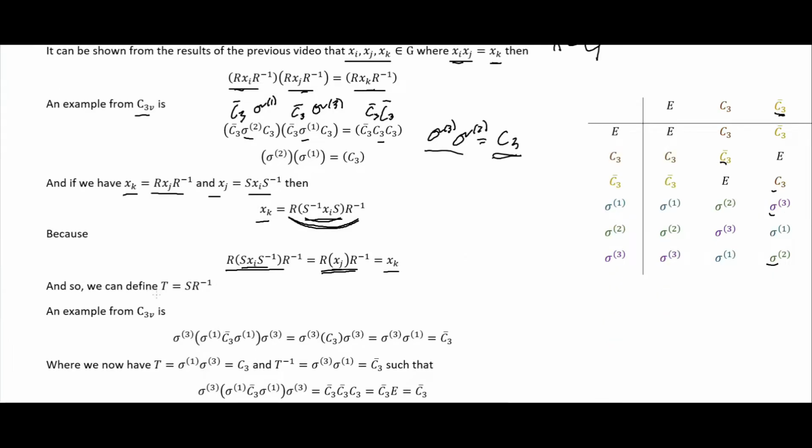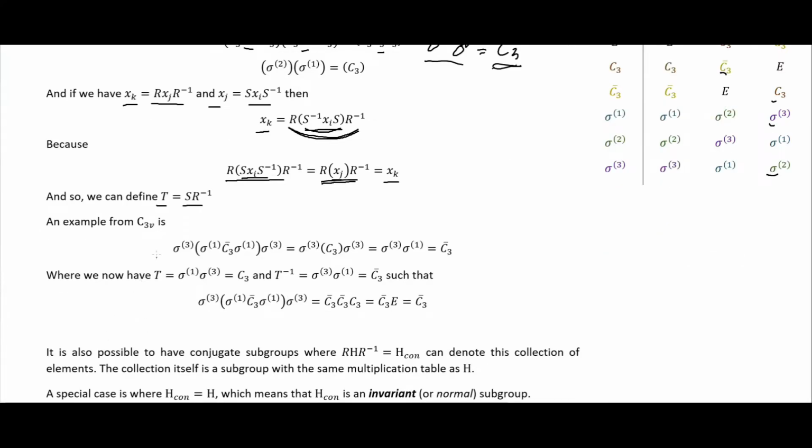And so we can define this T as S, then the inverse of R. An example from our C3V is this. We have our C3 bar here surrounded by sigma 1s, and then that whole thing is surrounded by sigma 3s. The thing in parentheses here gives us a C3. Then we do the C3 on the sigma 3 there, and we get this. We do the sigma 3 on the sigma 1 there, and we get the C3 bar. So that works for our example group here.